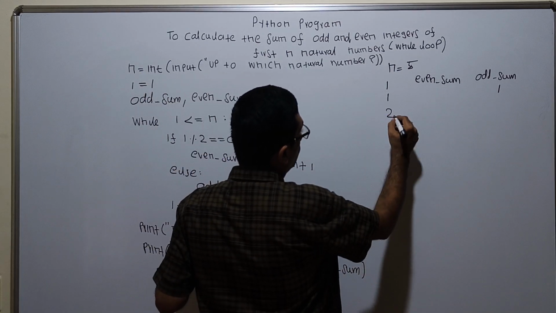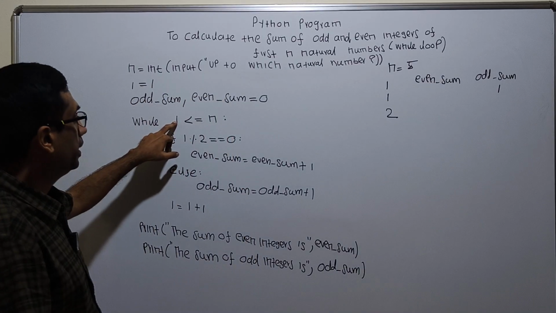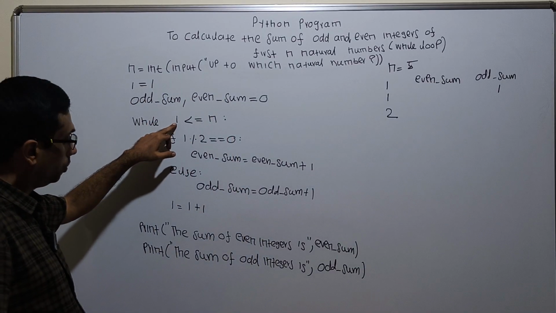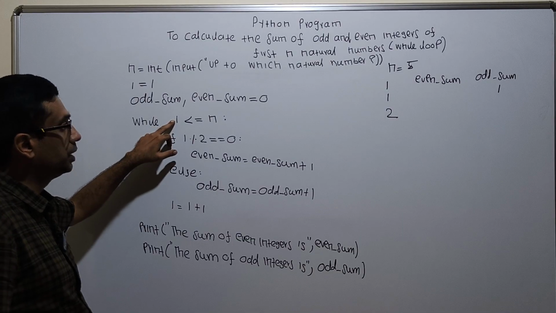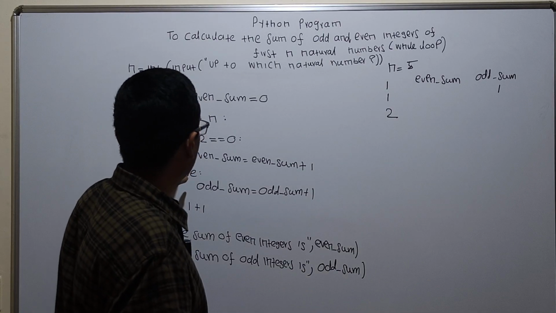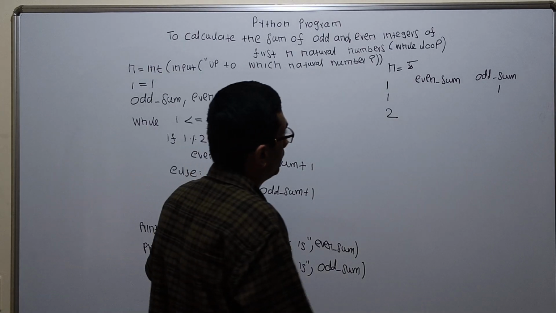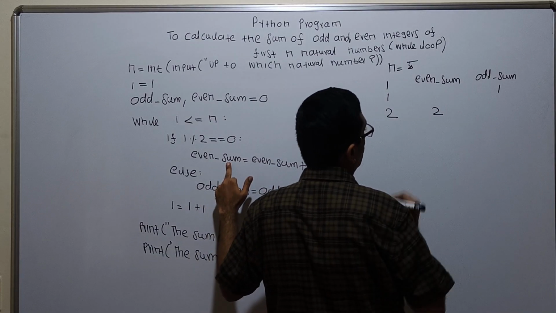I will take the value 2. 2 less than or equal to 5 is true. So initially 1 less than or equal to 5 is true. Now with this iteration 2 less than or equal to 5 is true. Then we come here, 2 modulo 2. The remainder is 0. It will add it in the even sum. So even sum becomes 2 now.